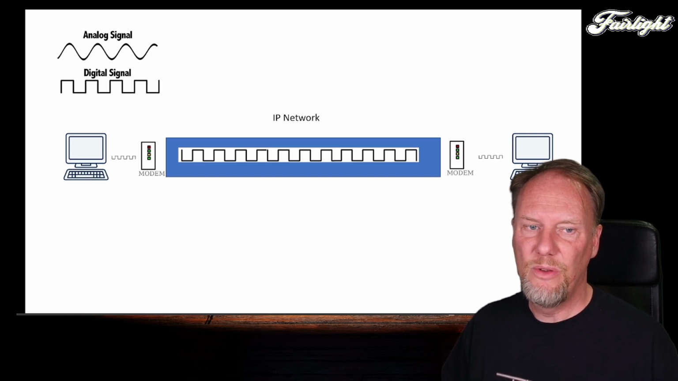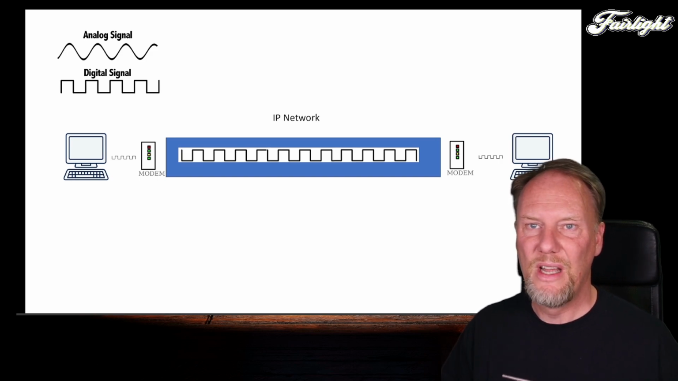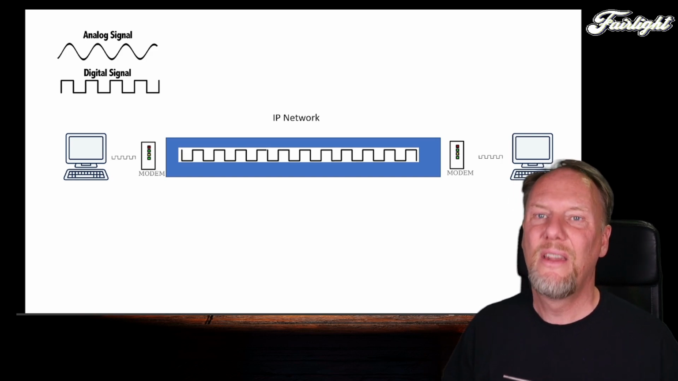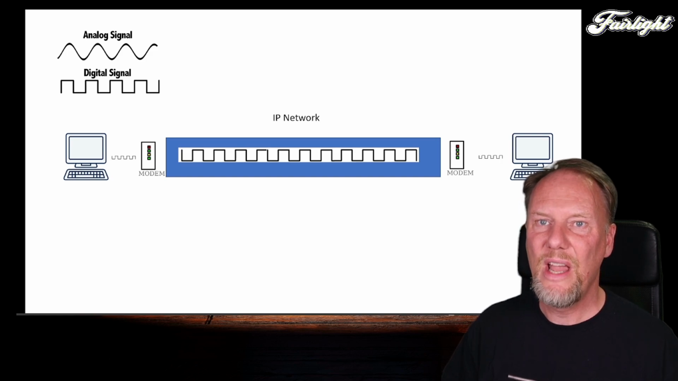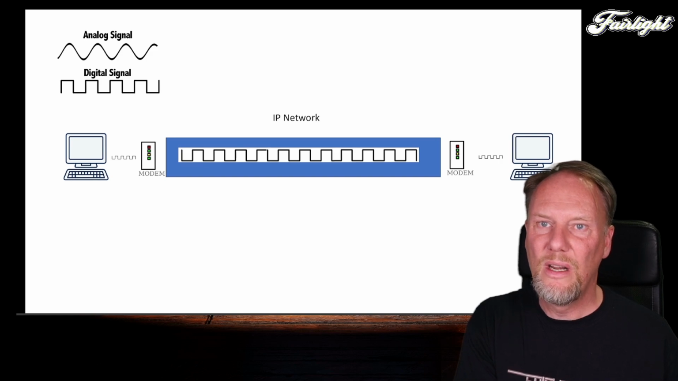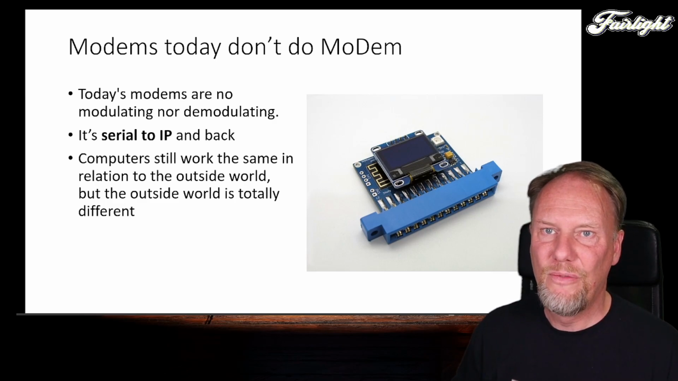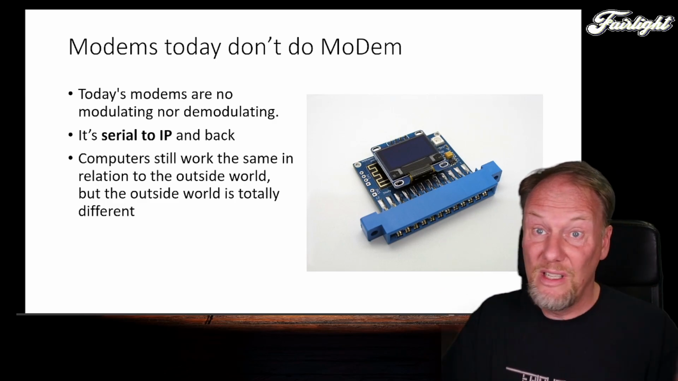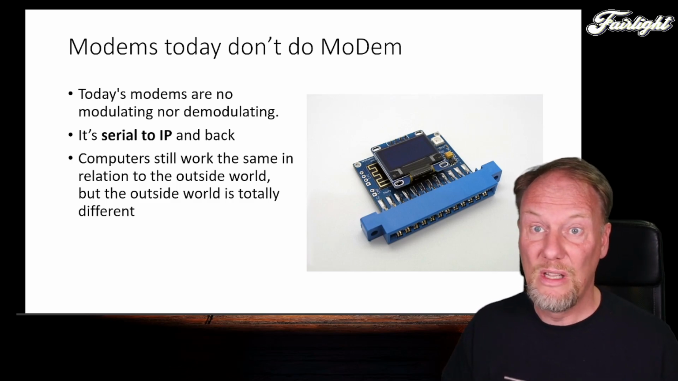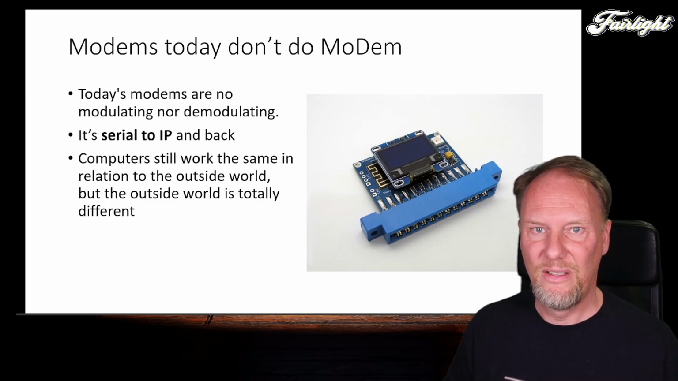When you connect a computer to a modem today, they are not like modems anymore. There is no analog modulation. They are basically taking the digital serial communication and putting it into IP. Let's see if we have it here. So this is a C64 modem. They're still called modems, even if it's absolutely not a modem. It's basically a serial to IP device.